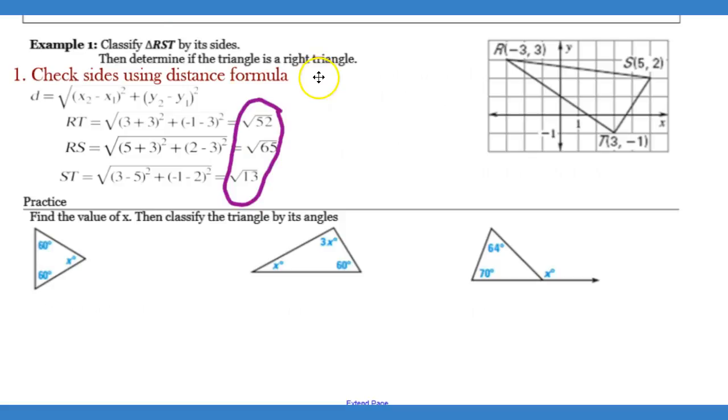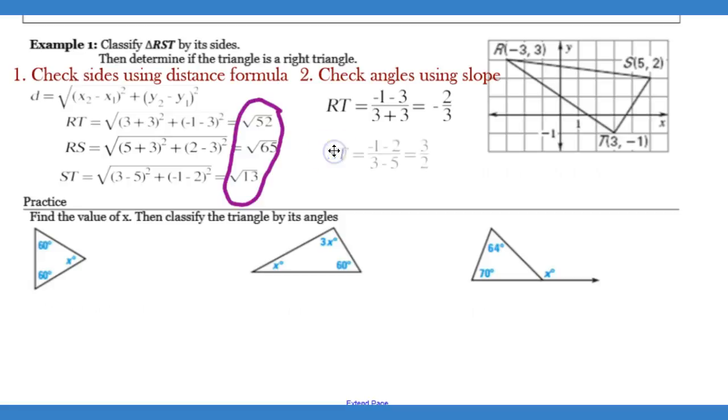All right, next we want to check our angles using slope. So I know this is an acute angle, angle R, and I know angle S is acute, but it's difficult to determine if T is acute or right or obtuse. So we're going to use the slope of the two lines that create this angle. So if I look at RT, I can find the slope of RT, and I find that it is -2/3. Then I look at the slope of ST, and I find that ST is +3/2.